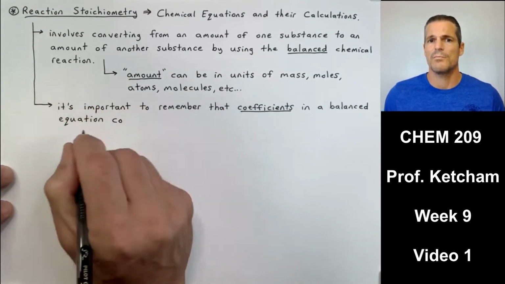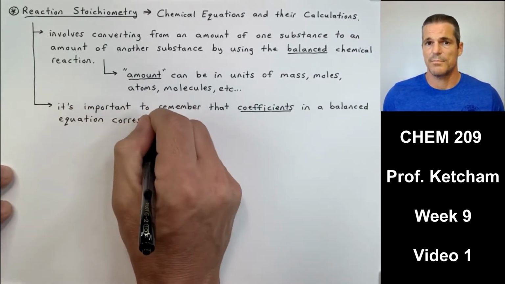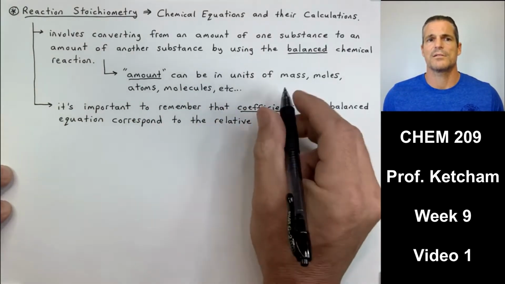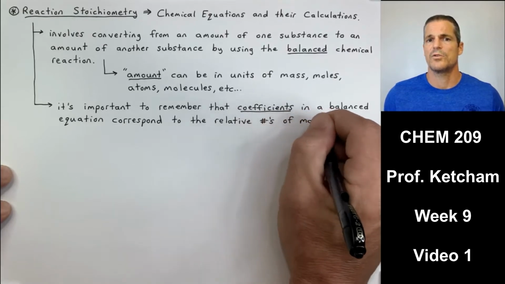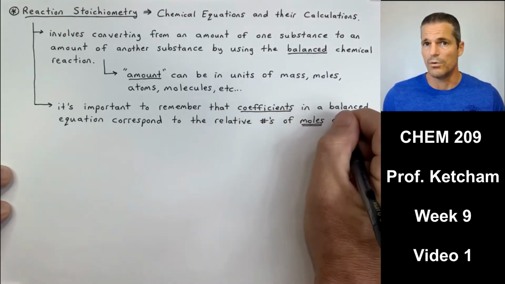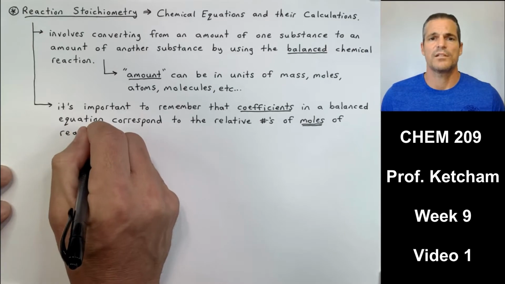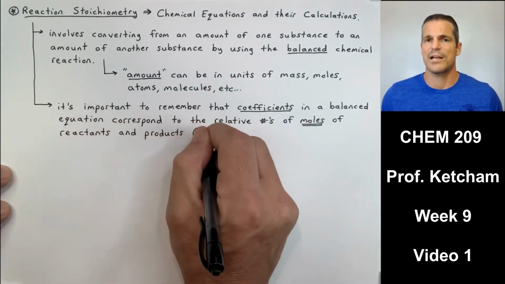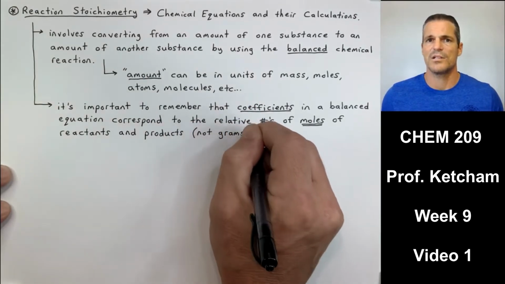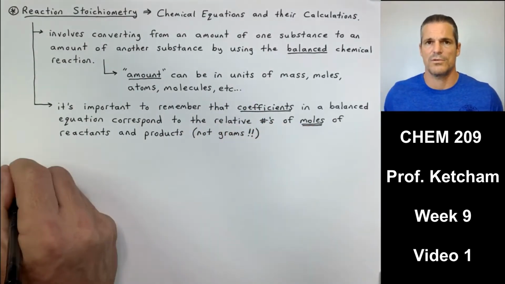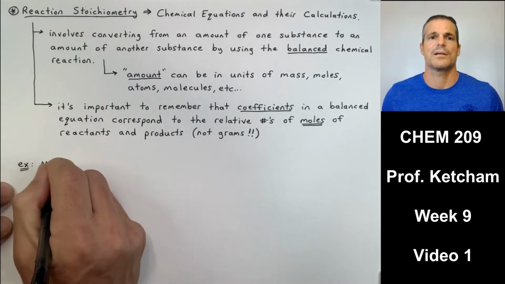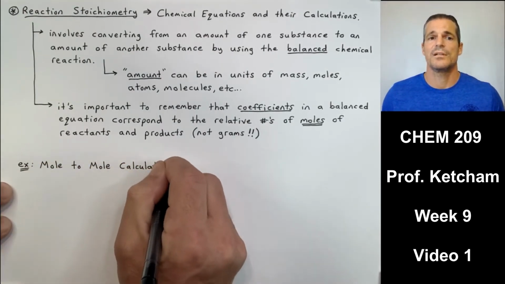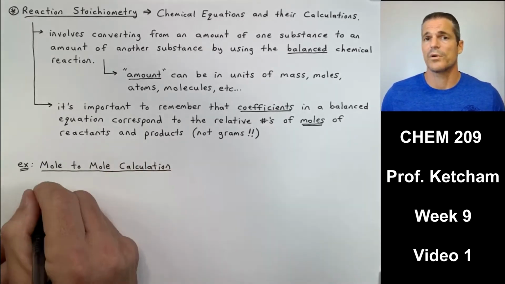Now, it's important to remember that coefficients, the big whole numbers that we put in front of formulas, the coefficients in the balanced equation correspond to the relative number of moles. Okay, so the relative numbers of moles, and I've underlined that twice, that's important. A balanced reaction or a balanced chemical equation, those are mole ratios between the different reactants and products. Okay, not grams. So the first one we're going to do is the simplest. This is a mole-to-mole calculation.